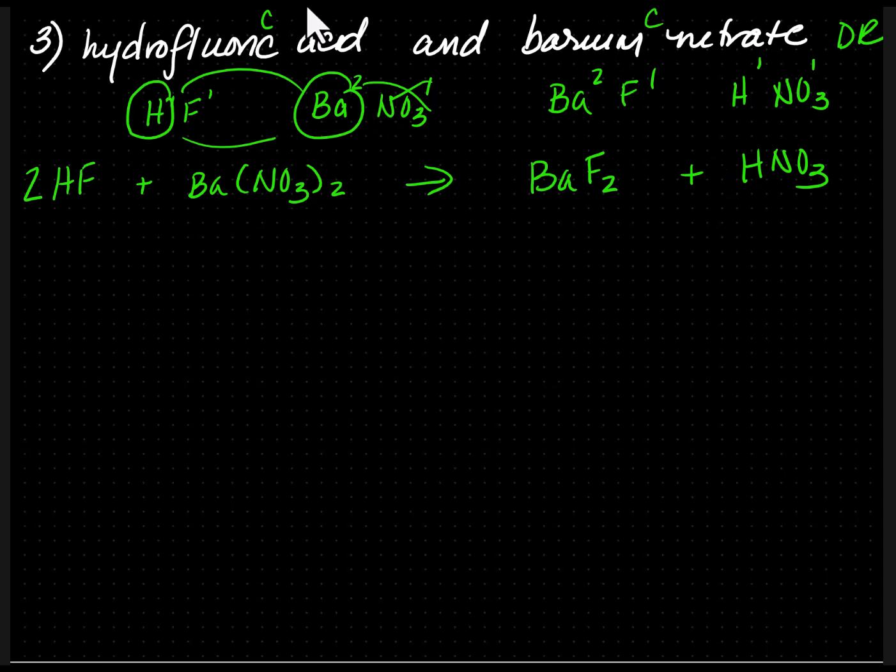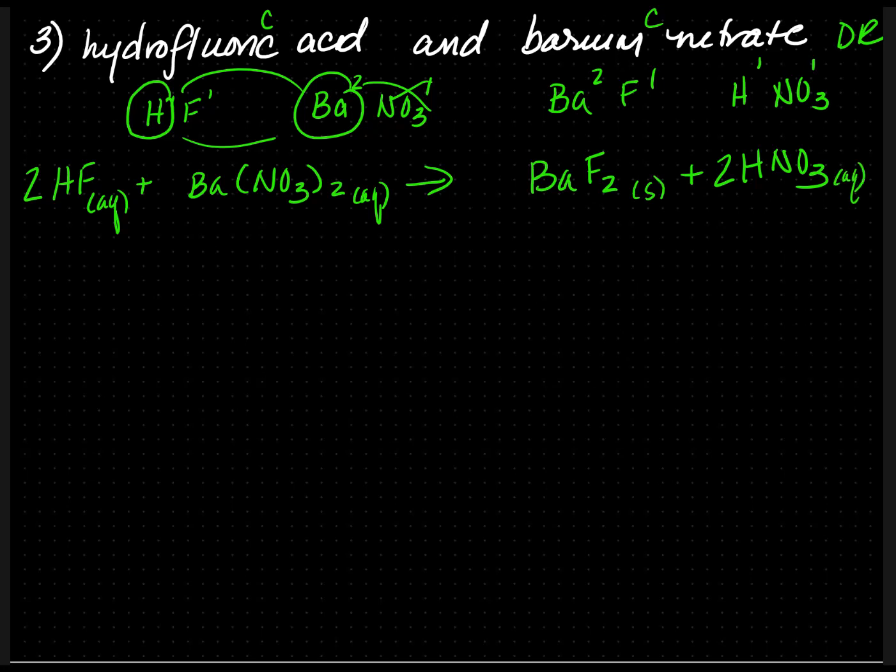Now I need to find my states of matter. Hydrofluoric acid is an acid, so it's going to be AQ unless otherwise stated. Barium nitrate is going to be AQ. So you look up NO3 minus. NO3 minus, pretty much everything is soluble, so it's AQ. We look up fluorine, and fluorine is not soluble with barium, so this is a solid. This is an acid, nitric acid, so that's AQ. What we just wrote is our molecular equation.